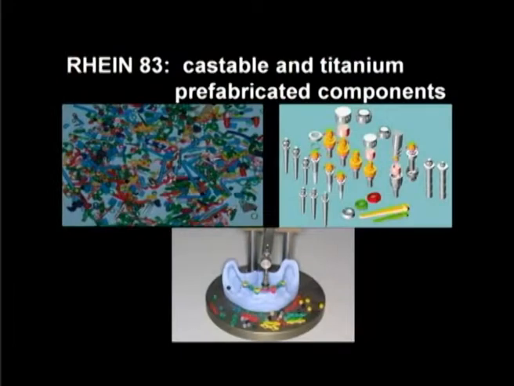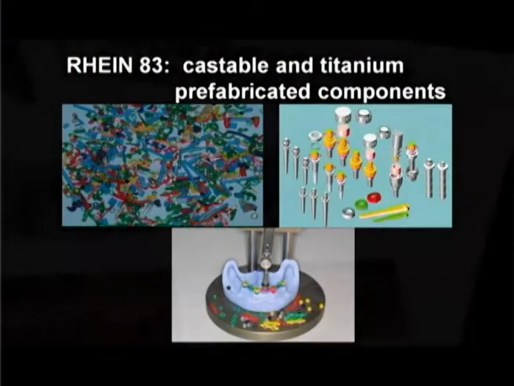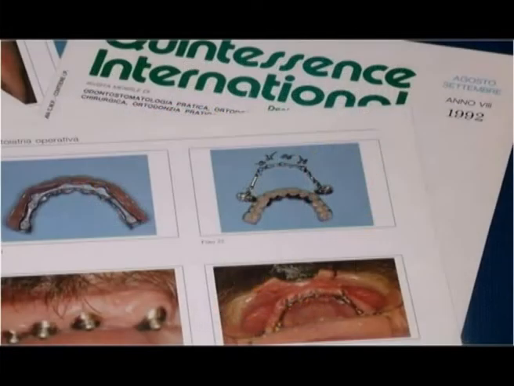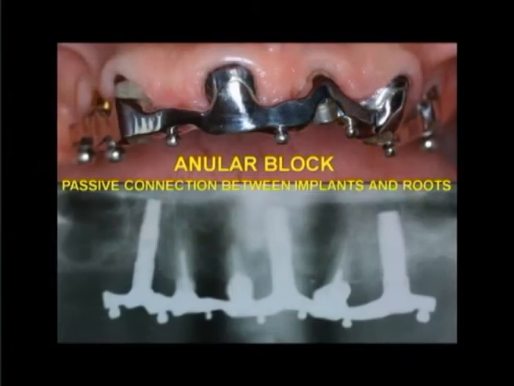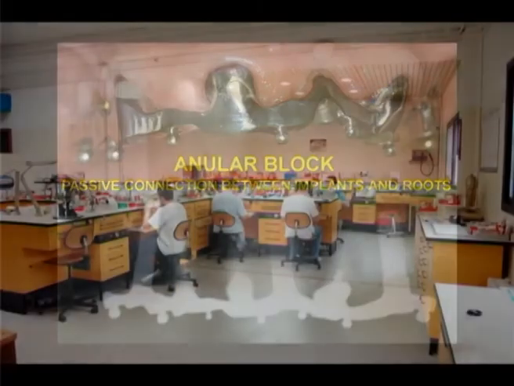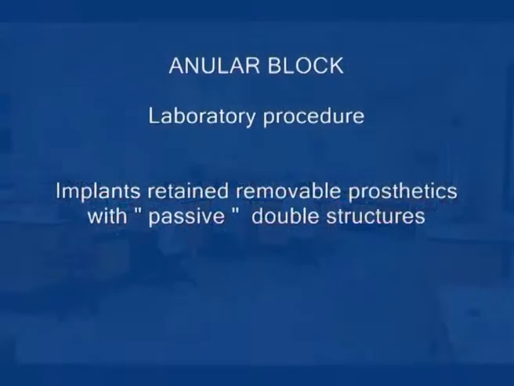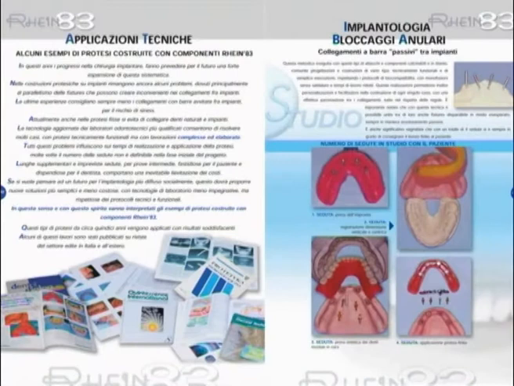Using Rhein83 castable and titanium components, it is possible to realize passive connecting bar solutions between implants. With a simple technique, savings on materials, and reduced working time for the dentist and laboratory. This video shows the step-by-step procedure in the laboratory to realize a bar connection following the annular block technique, also illustrated with clinical stages in the patient's mouth.